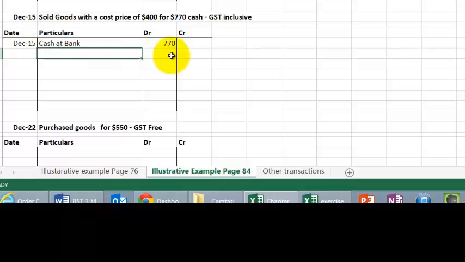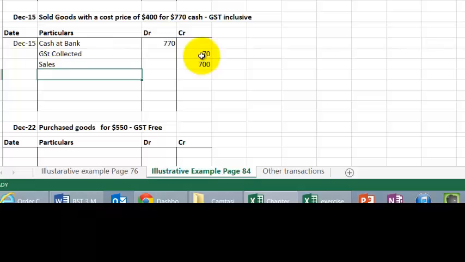The GST component is 1/11th of that, which is $70. The amount of sales that we made is $700. Okay, the difference between the cash at bank and the GST component. So that was very similar to when we charged or performed some services.